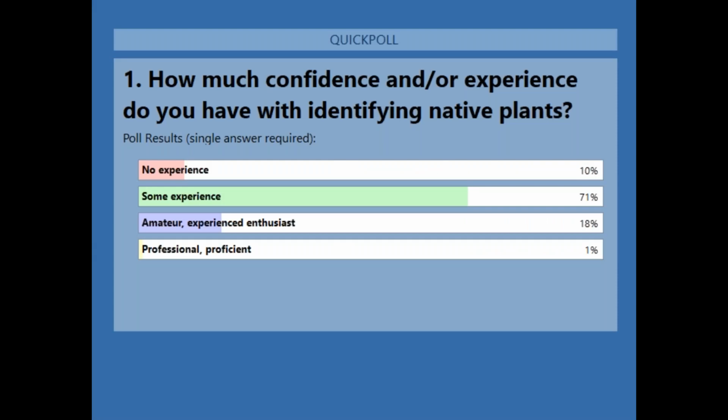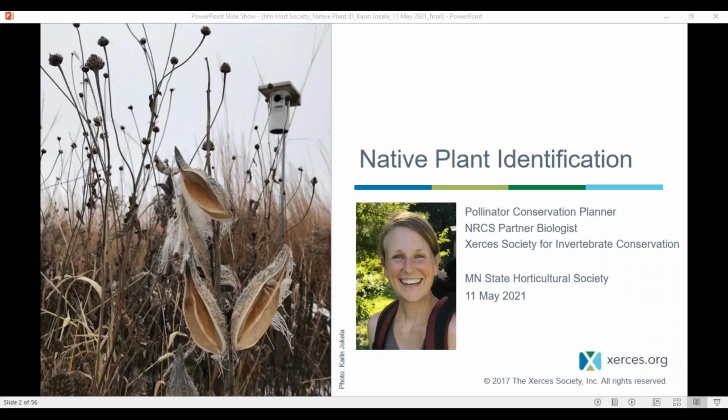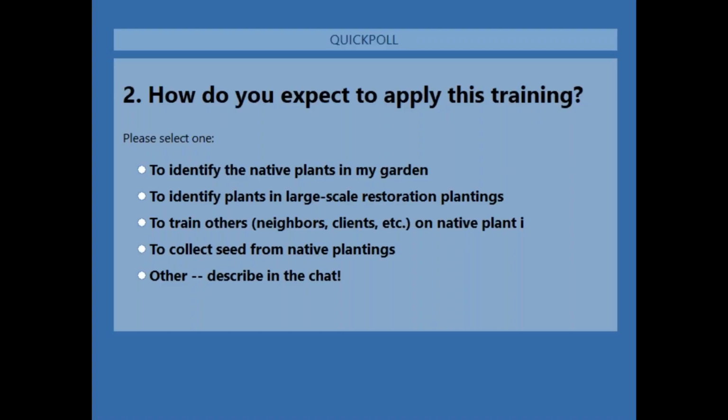So it looks like there's 10% with no experience, 71% with some experience, 18% are amateur experienced enthusiasts, and 1% is the professional proficient. Okay, that's great to know. That's about your experience level and or your confidence. And then I'm curious why you're all attending. So I have launched the second poll. How do you expect to apply this training?